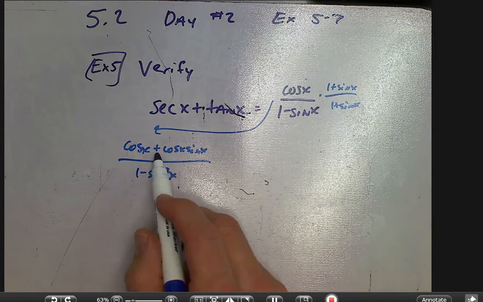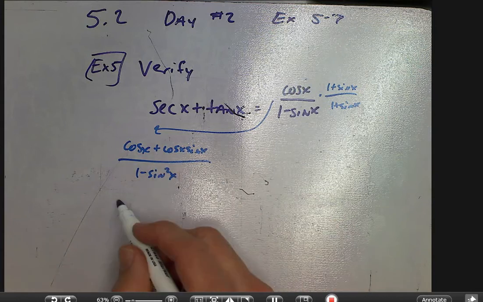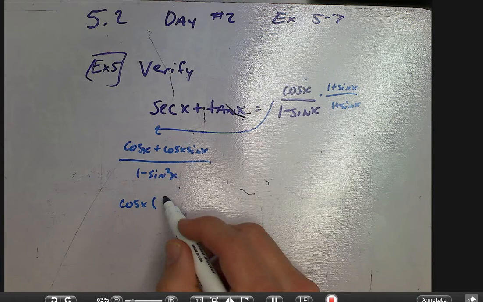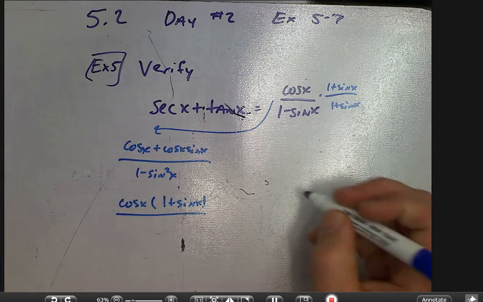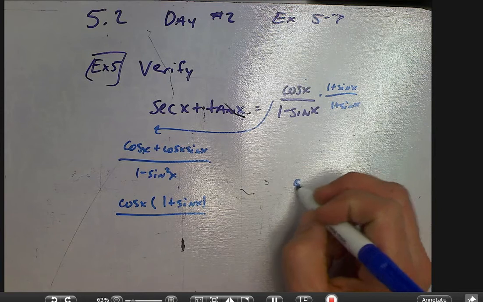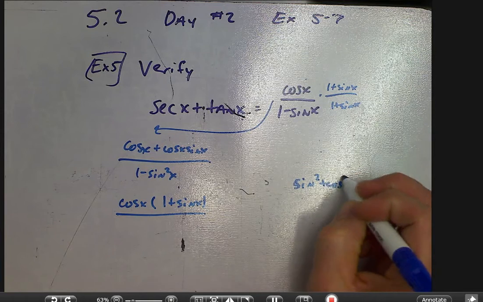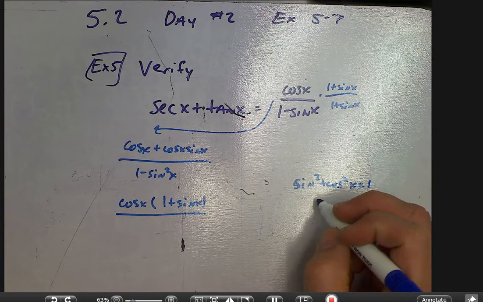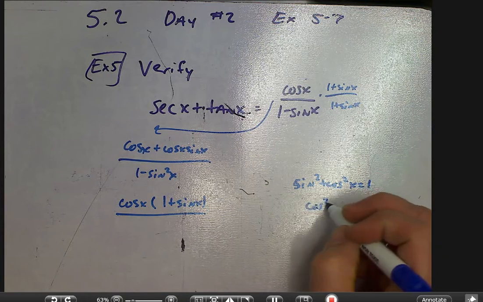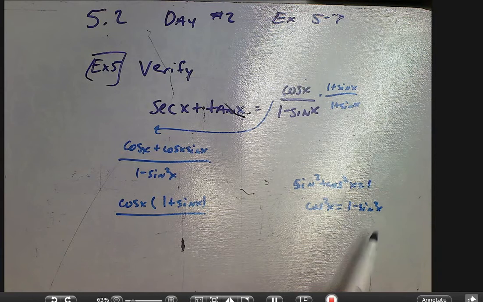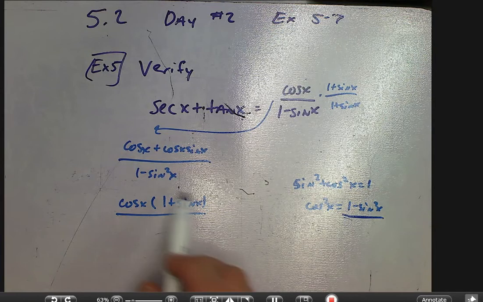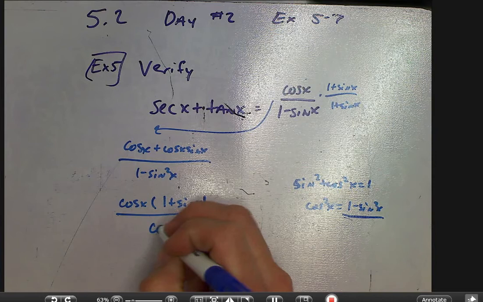On the top, common factor is cosine of x, and so it'll be 1 plus sine of x. So I factored out cosine x on the top. On the bottom, use the concept that sine squared plus cosine squared equals 1. Subtract sine squared from both sides. And so 1 minus sine squared is what we have over here, is equal to cosine squared of x.